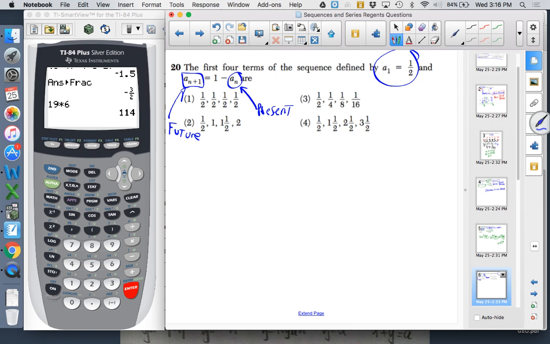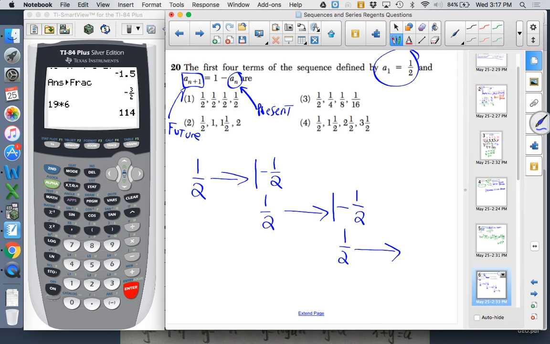So we're going to start from our first term. We know it's 1/2. How do I get to my next term? Well, to get to my next term, I'm going to do 1 minus the present term. And that will give me 1/2. Now, when I want to get the next term, I'm going to do 1 minus my present term, which is 1/2. And that's just going to give me 1/2.